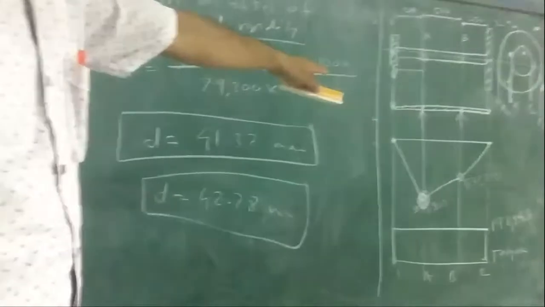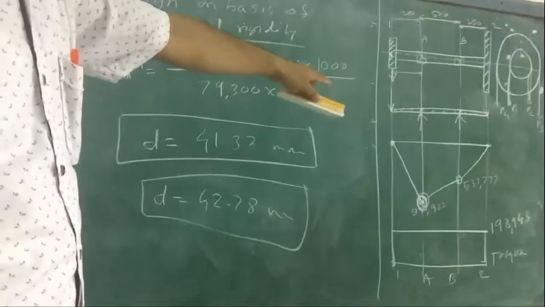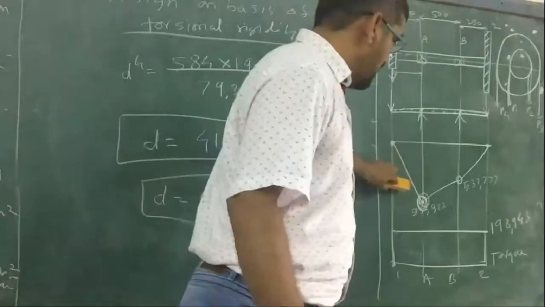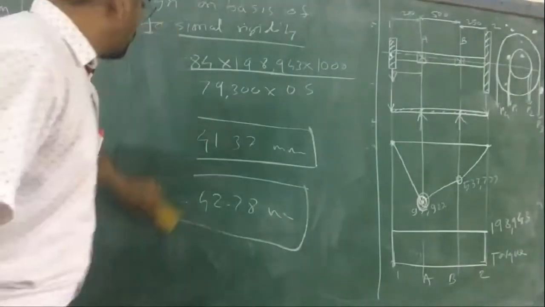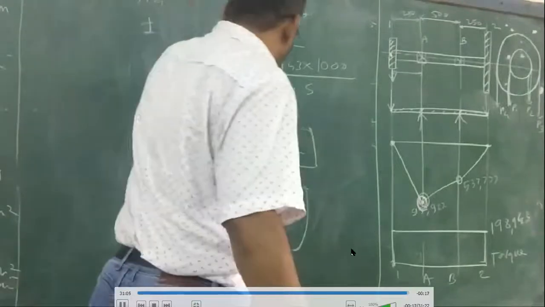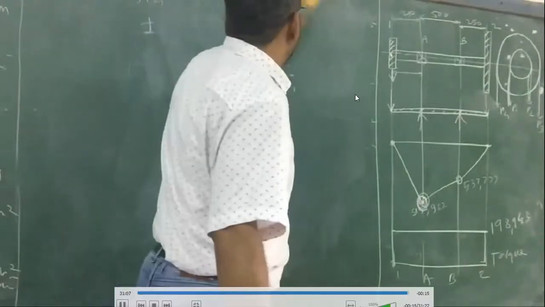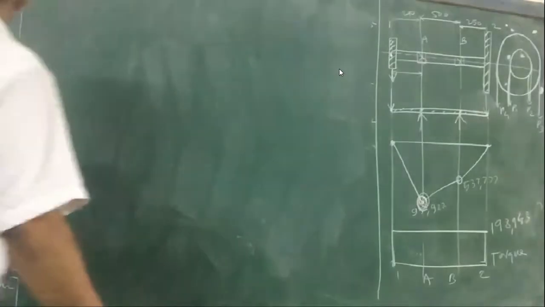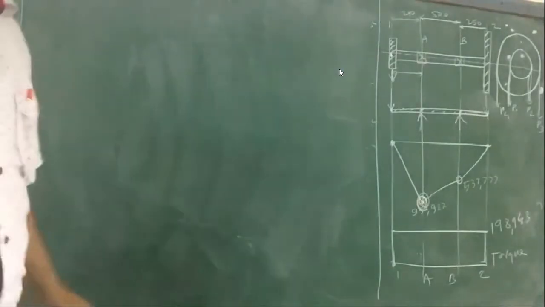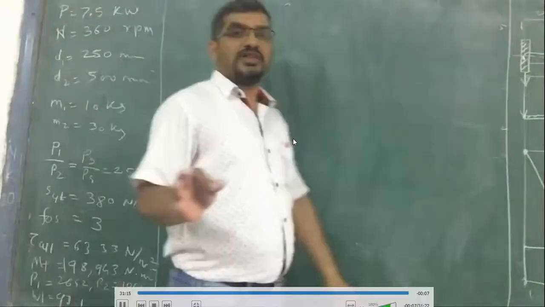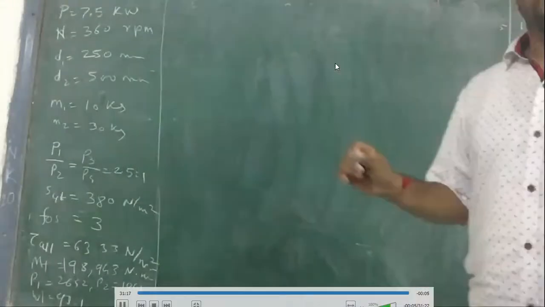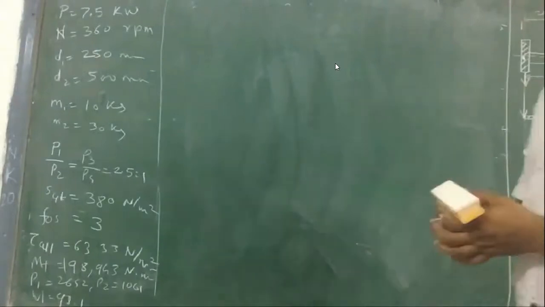Now from that we will come up with the SFD, the BMD bending moment diagram, and the torque diagram. Then step by step we will find the diameter for the maximum shear stress, and then the diameter for the torsional rigidity. After these two, we will take whichever is the maximum diameter. So this is the way to approach any shaft design problem. Okay.